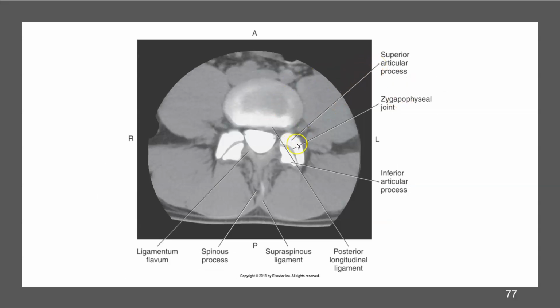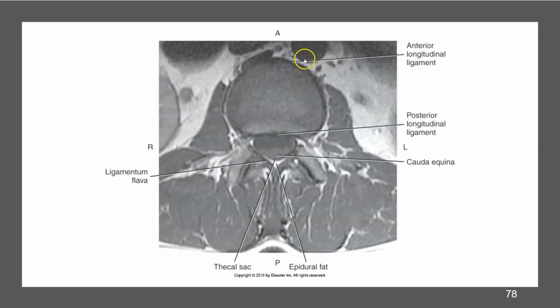Okay, so superior articular process, inferior articular process. We've got right here our posterior longitudinal ligament, and then our supraspinous ligament, and our spinous process with our ligamentum flavum. We have our anterior longitudinal ligament, posterior longitudinal ligament, the cauda equina, so this tells me I'm down in my lumbar spine. I have epidural fat, you see that bright right there? Our thecal sac, and our ligamenta flava.